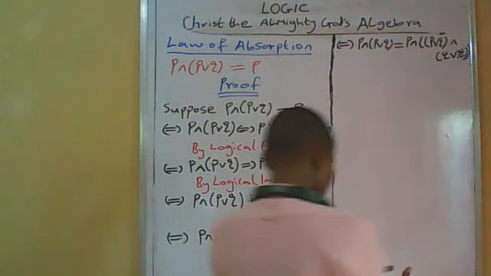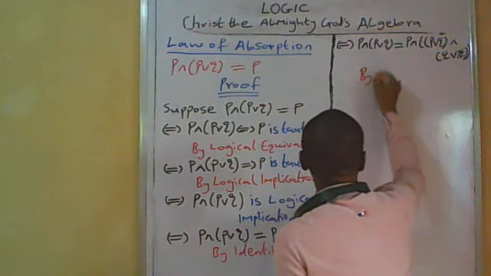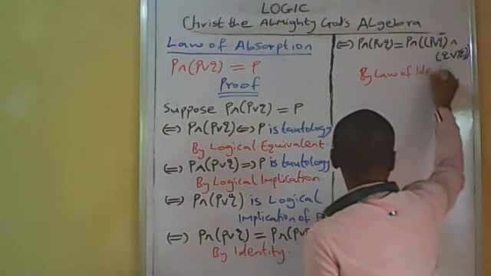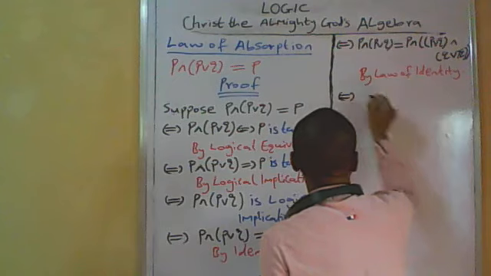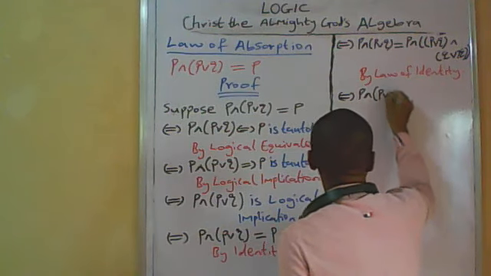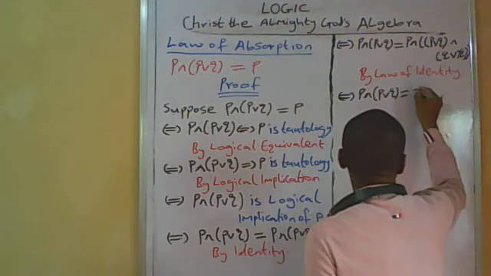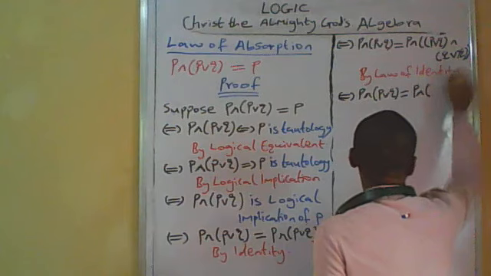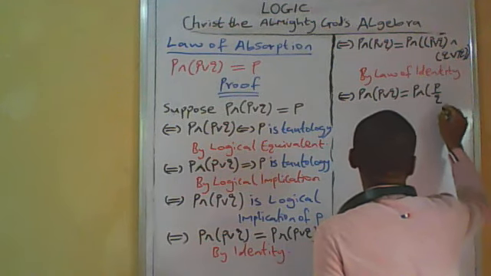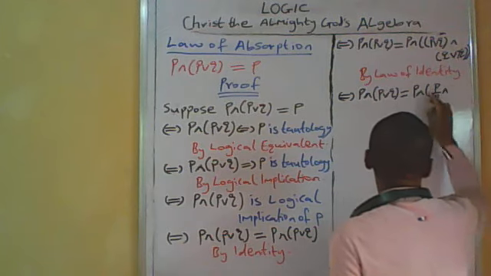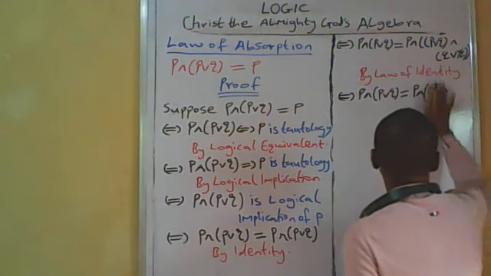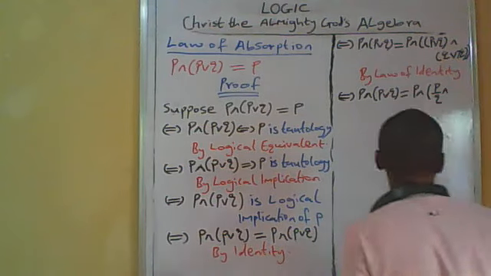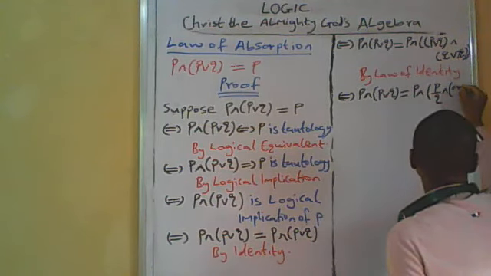Being justified by the law of identity. If and only if P and bracket P or Q is equal to P and bracket P or Q, and bracket Q or not Q.